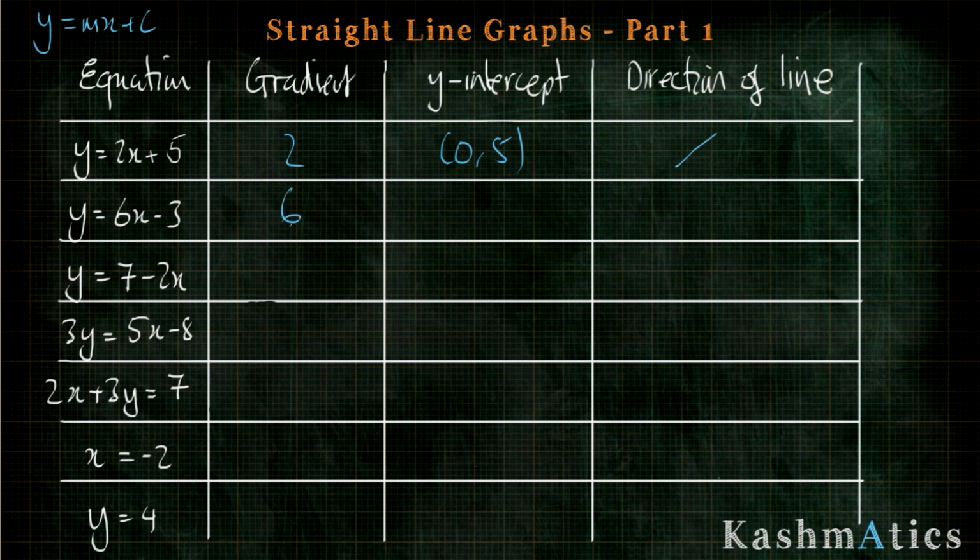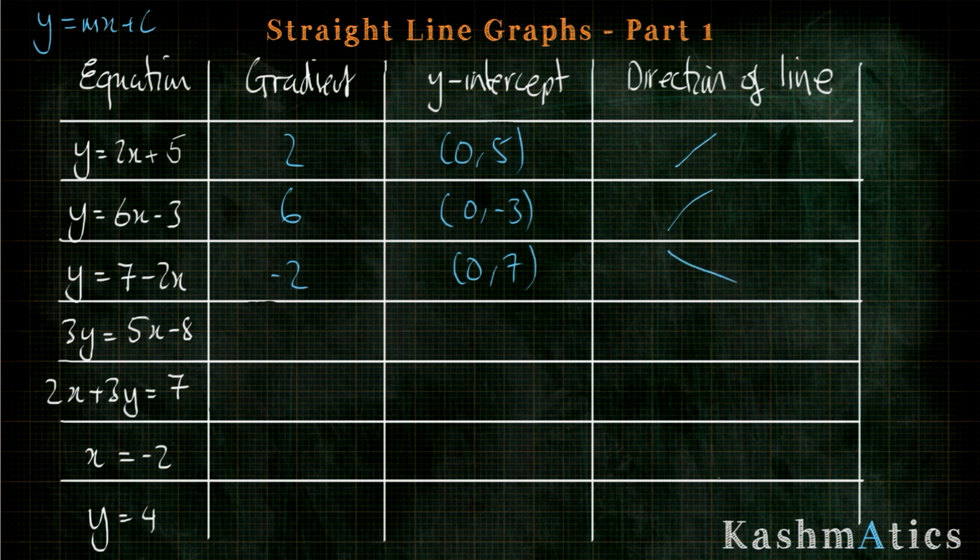The gradient is 6, that's the number with the x, and the y-intercept is (0, -3). That's a positive gradient, so it'd go upwards. This one here, the gradient is the number with the x, it'll be minus 2. The y-intercept is the other number, so (0, 7). And that's a negative gradient, so it'll go down.